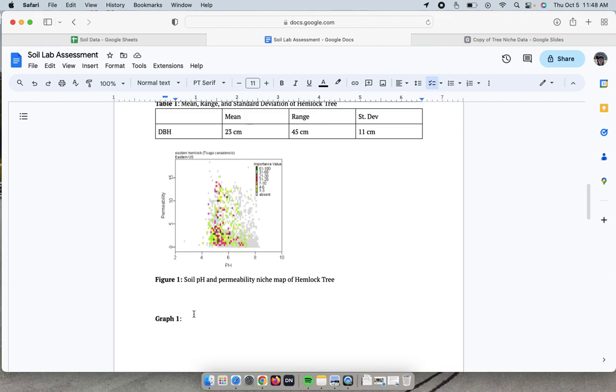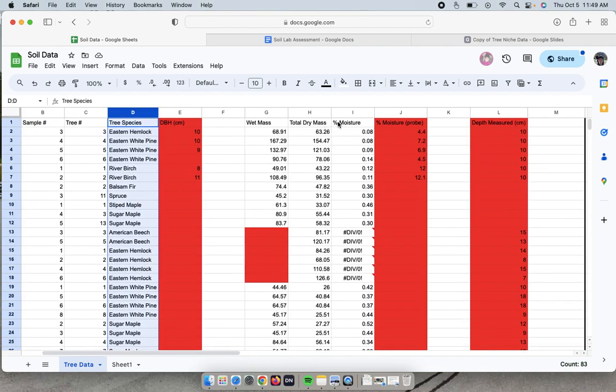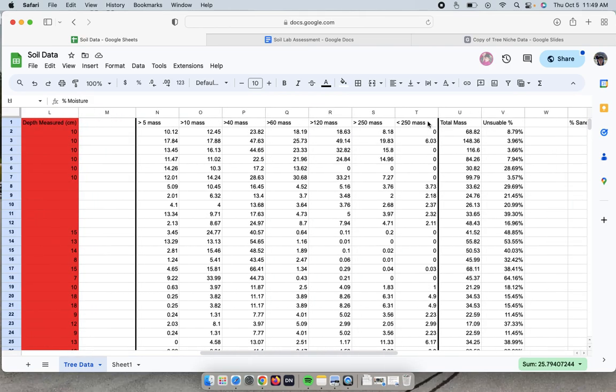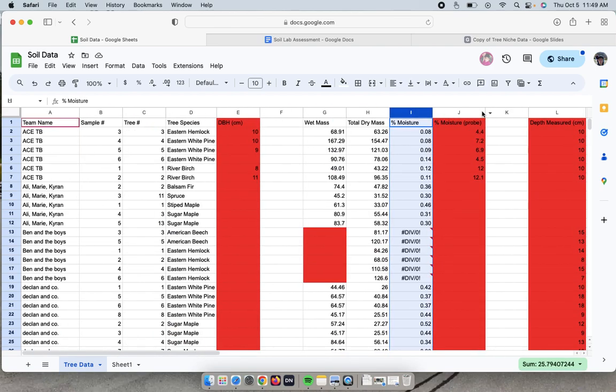Now, before I go over those questions, I just want to talk about your data sheet and the PowerPoints that you have for use. First being the data sheet. Now, in this data sheet, you have teams, you have tree species, and then you have over here things like the percent moisture in the soil, the percent sand, silt, clay, and also soil type. My thought is that every time you want to make a certain set of data, you just duplicate it.